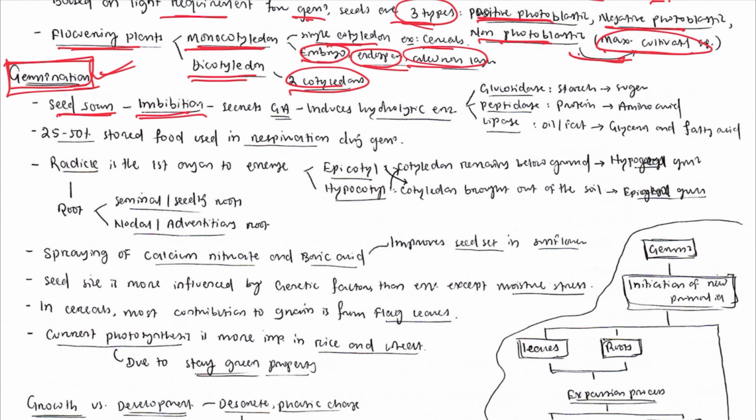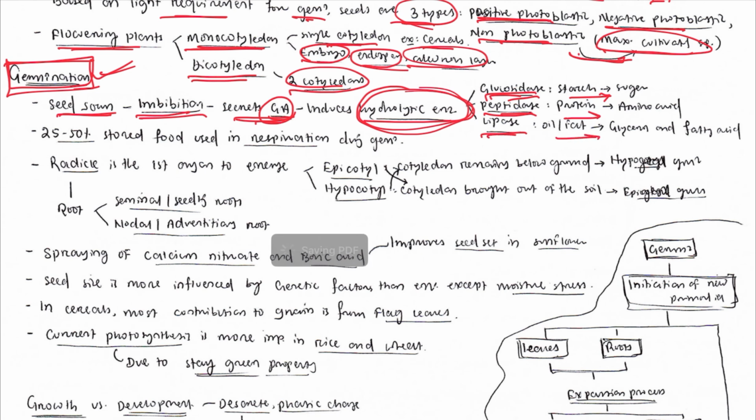After imbibition there is secretion of gibberellic acid. Gibberellic acid will induce some hydrolytic enzymes like glucosidase, peptidase, lipase. And what is the role of these hydrolytic enzymes? They will convert the complex biomolecules inside the seed to simpler forms, which can be utilized by the embryo after its development. Glucosidase will break starch into sugar, the simplest form of sugar. Then peptidase simplifies the protein into amino acids. Lipase converts oil or fat into glycerol or fatty acids. Okay, these are the simpler forms.